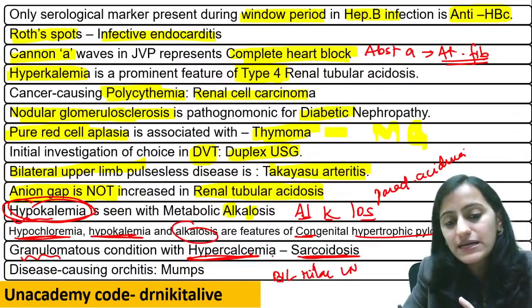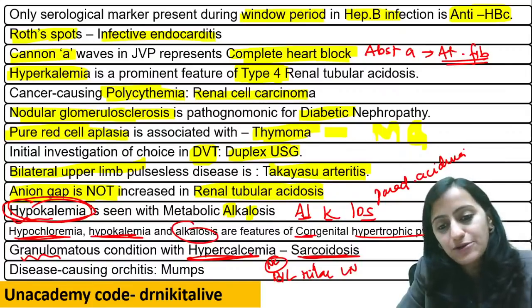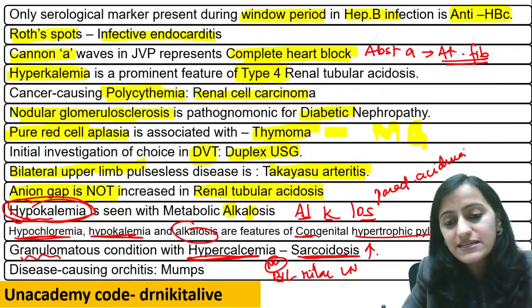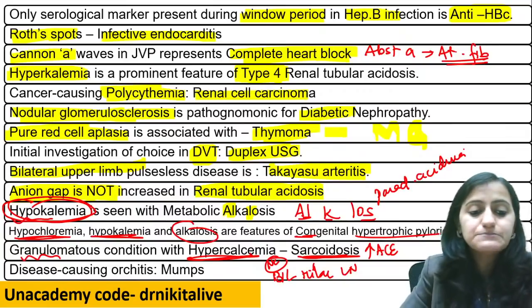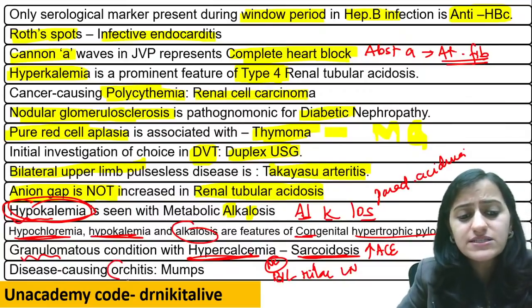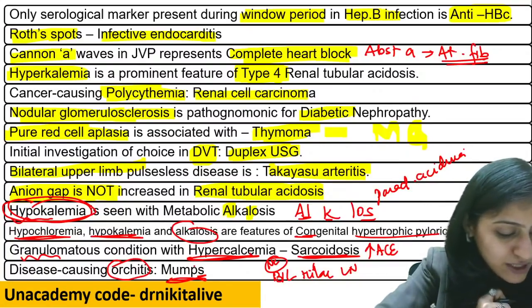Granuloma. What granuloma is it? Remember, non-caseating granuloma. What enzyme level is increased? The ACE levels are increased in sarcoidosis. Which disease causes orchitis as a complication? Remember, mumps. Mumps causes orchitis.